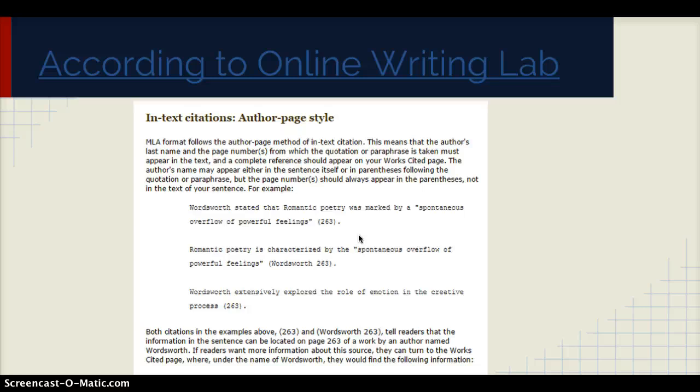You can work an in-text citation into your writing in a variety of ways. If you get the author's name in as a part of the sentence that you're using, it doesn't need to be in parentheses. So here it says, Wordsworth stated that romantic poetry was marked by a spontaneous overflow of powerful feelings. Well, there's the direct quotation, and since the author of this used the author's name in their sentence, they didn't need to put it in the parentheses. They just put the page number that they found it in.